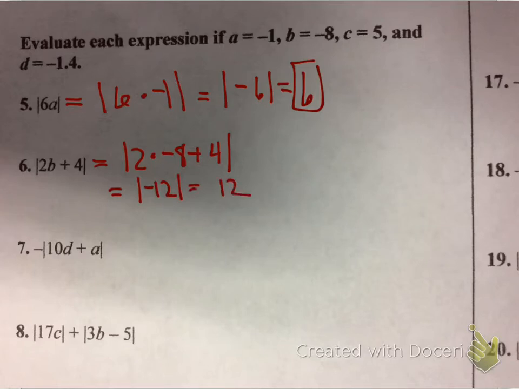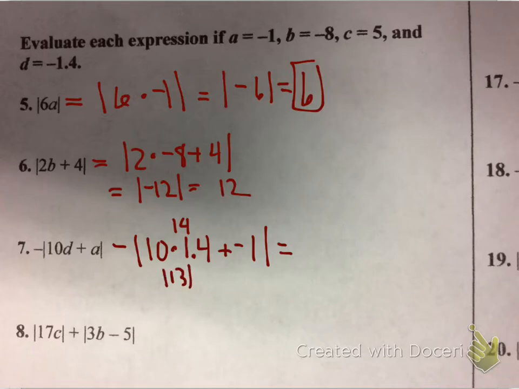Now, remember, you can use a calculator and you would be able to solve those quite easily. Now notice number 7, you've got a negative. So I'm saying negative absolute value of 10 times 1.4 plus a negative 1. This gives me 14 plus negative 1, so I get 13, absolute value of 13, but that negative out front makes it negative 13. So keep in mind, if you have a negative out front, you should have a negative answer.